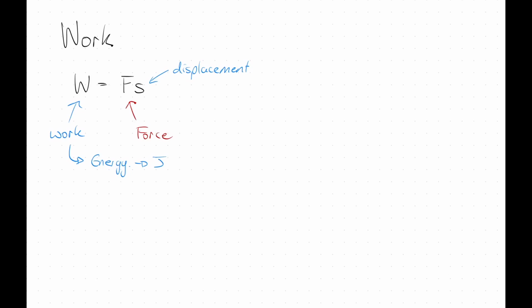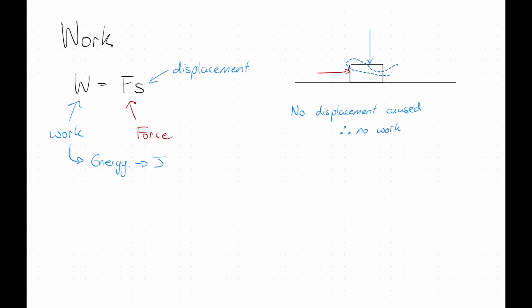If I have a flat surface like this, and I put an object on that flat surface, and I apply a force straight into the surface, what is the work done to this object? No displacement is caused, therefore no work. If I apply a force in that direction and our object moves from this point here over to there, has work been completed? As there is displacement, work has been done.